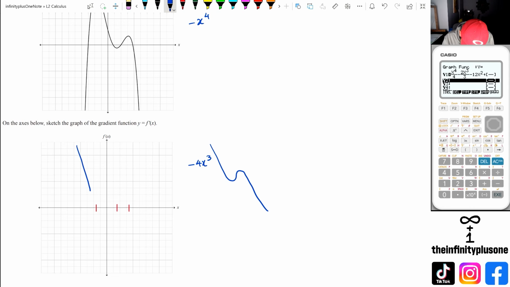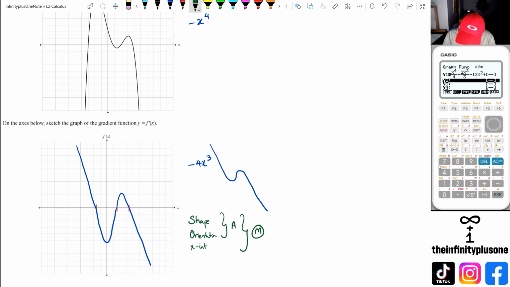So I'd want this graph to go somewhere like that, and then going through this point here, turning around and going through there, roughly. So for you to get a merit, you need a shape, you need orientation, I guess the direction it's going, and then you've got the x-intercepts. So if you get 2 of these correct, you get achieved. If you get 3 of these correct, you get a merit. That's pretty much it for this question, folks.